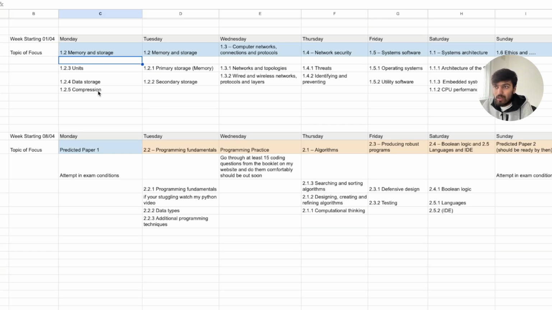So, day 1, I want you to focus on 1.2 memory storage. This includes 1.3 units, so conversion between gigabytes, megabytes, petabytes, all of that. You gotta know 1.2.4, which is data storage, which is basically how to convert between hexadecimal and binary. Be comfortable in that, and you can do that in your dreams. And compression, which is just lossless and lossy. Also, in data compression, you also have your sampling as well.